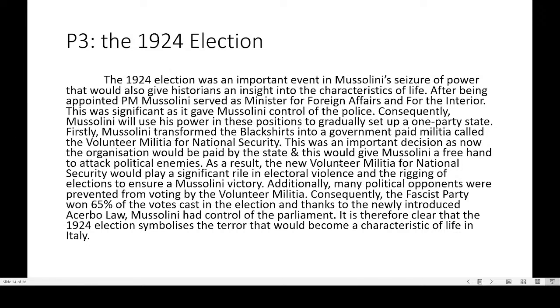So where was I? As a result, the new Volunteer Militia for National Security would play a significant role in electoral violence and the rigging of elections to ensure a Mussolini victory. Additionally, many political opponents were prevented from voting by the Volunteer Militia. Consequently, the Fascist Party won 65% of the votes cast in the election, and thanks to the newly introduced Acerbo law, Mussolini had control of the parliament. It is therefore clear that the 1924 election symbolises the terror that would become a characteristic of life in Italy. So once again, it's really important how that P.E.E.L paragraph approach helps us to structure our paragraphs in this way.